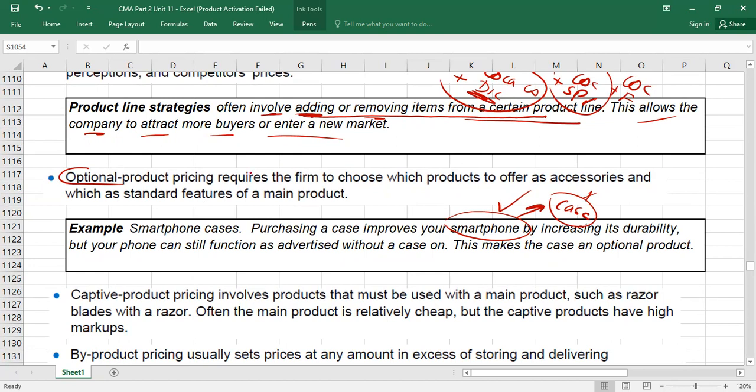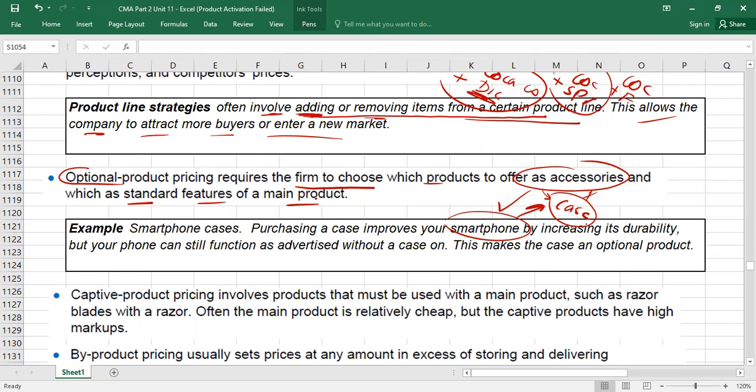Optional product pricing requires the firm to choose which products to offer as accessories, maybe a case or hands-free with a mobile, and which standard features of the main product to keep. You will make a combination: the main product, to which you add accessories. If the customer buys only the main product, maybe the price is different. If they buy with accessories, maybe the customer will get a slight discount and prefer to buy that one, right? That is called what?